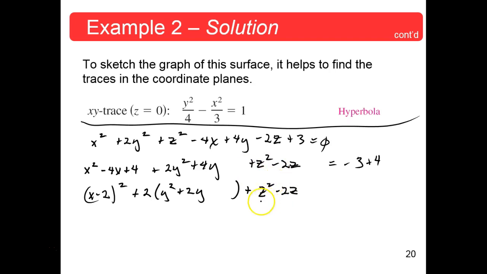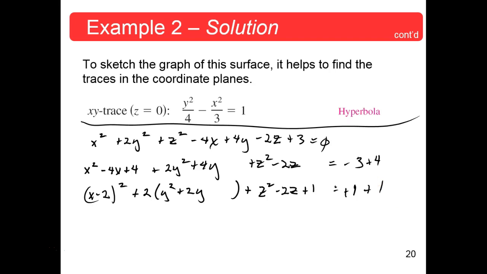Anybody? Z squared minus 2z. Complete the square for that one. Half of minus 2 is minus 1. Square that, you get plus 1. Well, I just changed the formula, but I'm going to add another. This is a plus 1 that we had, plus another 1. Okay?